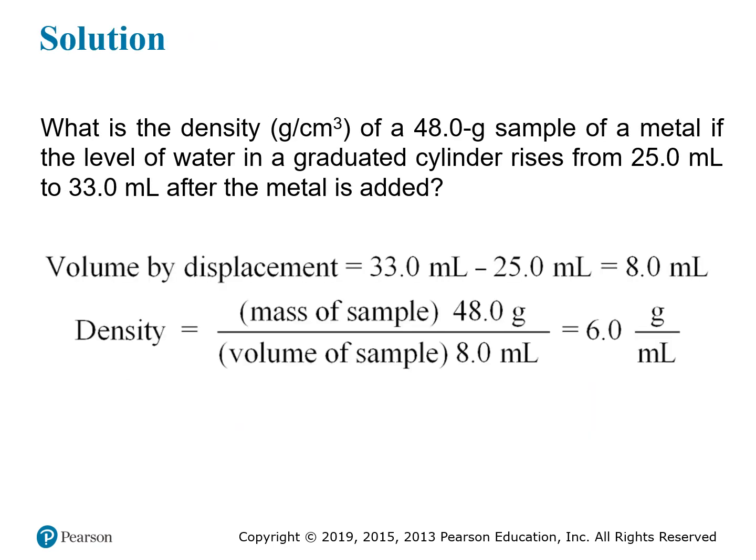So putting this into the same equations, we measure the volume by displacement by taking 33.0 milliliters and subtracting 25.0 to get 8.0 milliliters. And then we take the mass from the problem, which is 48, and we divide it by 8.0 milliliters. That gives us a final answer of 6.0 grams per milliliter. Again, keeping in mind significant figures.